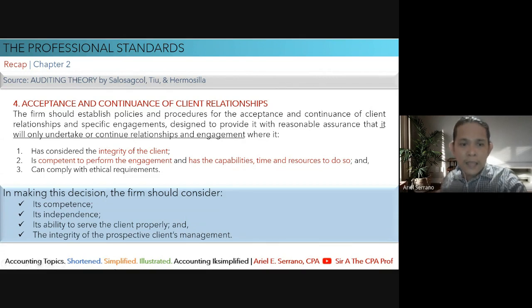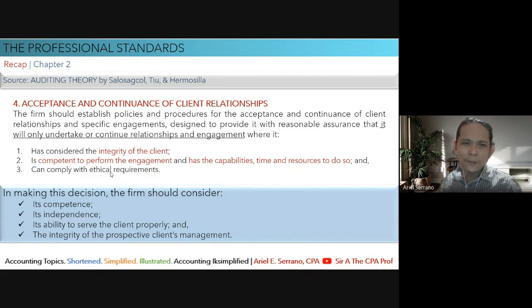Okay? Its ability to serve the client properly. Ito naman yung part na ito, has the capabilities, time, and resources to do so, and that the integrity of the client's management. Ito naman yung nandito. Okay? Of course, ang hindi dito na cover is yung can comply with ethical requirements. Naalala ninyo yon, yung ethical requirements natin.